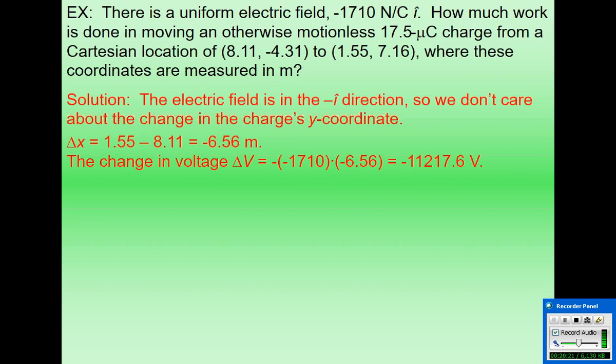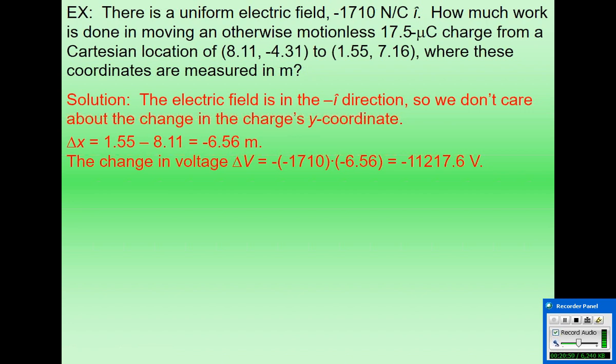We can now calculate the change in voltage. It's minus the electric field times the change in displacement. The electric field is negative 1,710, and the change in displacement, at least the x component, is negative 6.56 meters. So we have negative 1,710 times negative 6.56, and we wind up getting a potential difference, a voltage difference, of negative 11,217.6 volts.